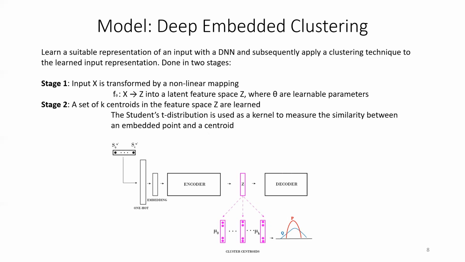Next, we learn a set of k centroids in the latent space. In this work, we use the student's t-distribution as a kernel to measure the similarity between an embedded input sequence and a respective centroid.